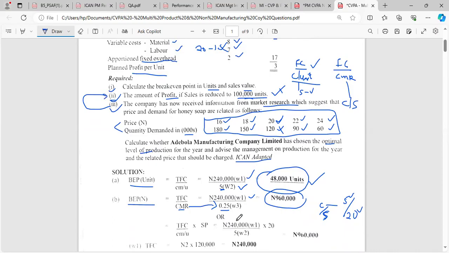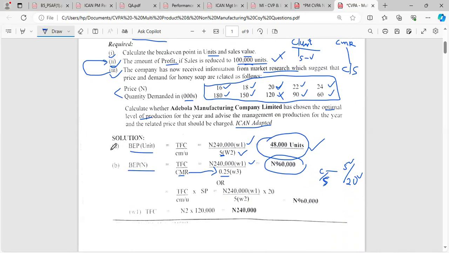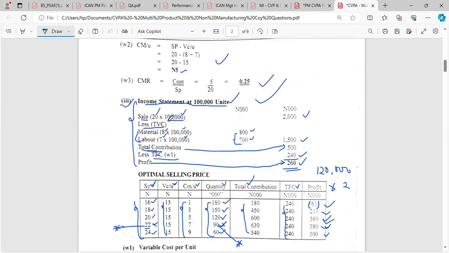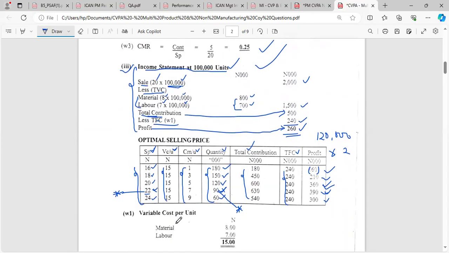So please, is this clear? We have looked at BEP in units, BEP in naira, and we have looked at income statements when quantity changed. When quantity changed, everything will change, but your fixed cost will never change, 240. Then we looked at a scenario where you are given different prices and different quantities. Your fixed cost will still not change. Okay? Thank you very much.